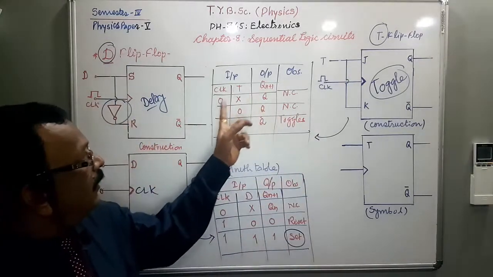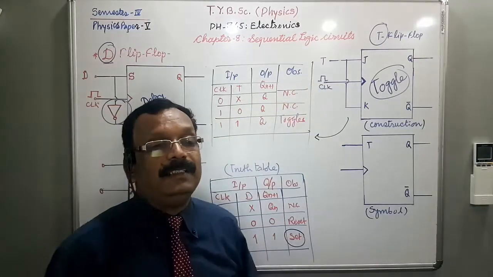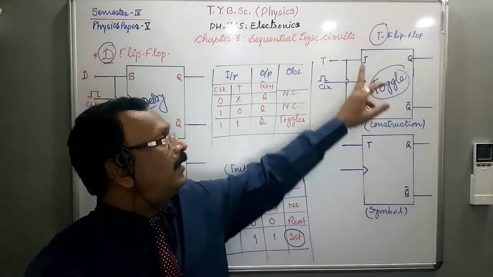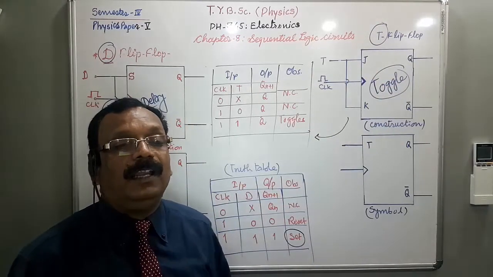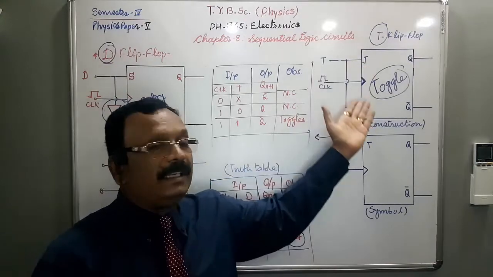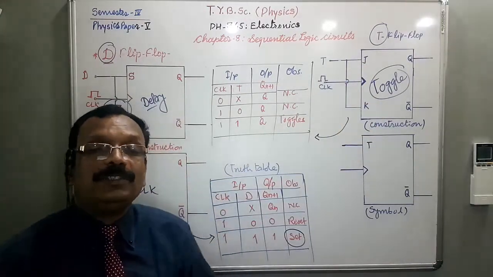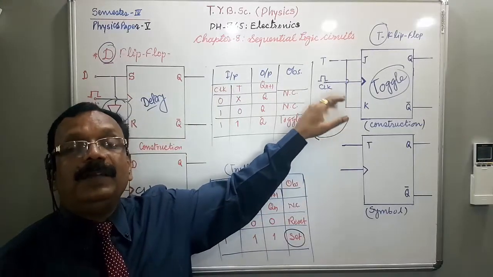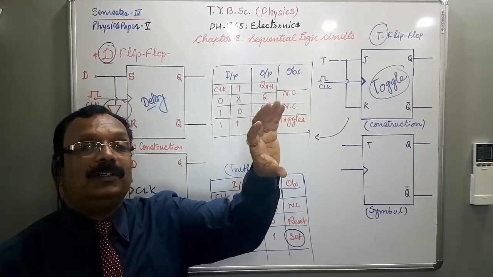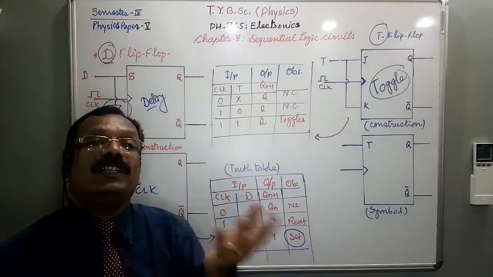But when clock pulse is high and T is logically high, that is T is equal to 1, J is equal to 1 and K is equal to 1. And when both J and K are equal to 1 due to T being equal to 1, a positive clock pulse will force the output to change its state and the flip-flop toggles.